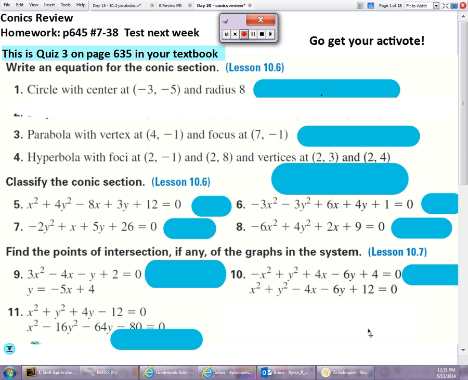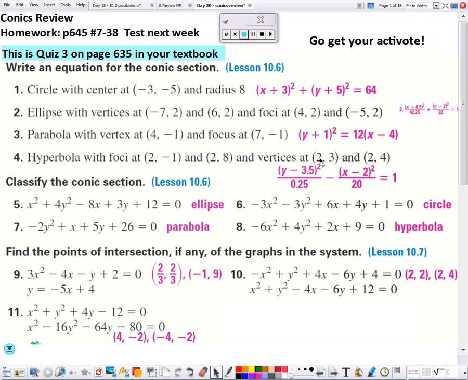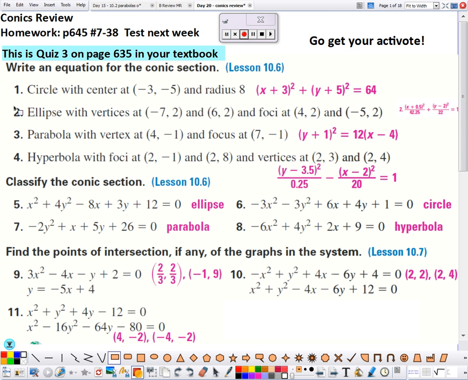Okay, so today is test review for the upcoming tests on hyperbolas and parabolas. So pause the video here and try these problems. Okay, here's all of the answers. We actually skipped number 2, so I'm going to white that one out.